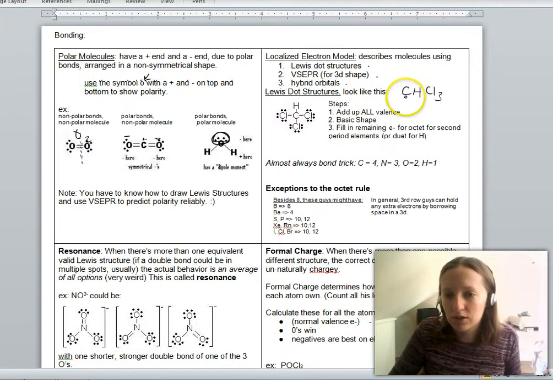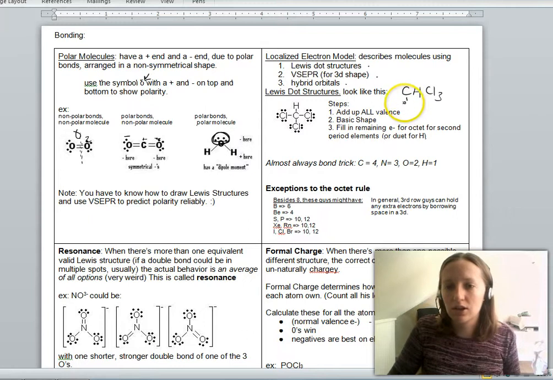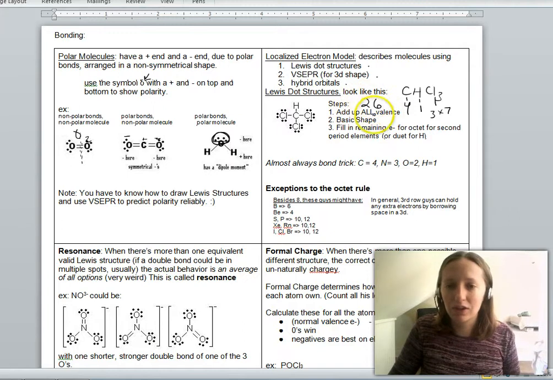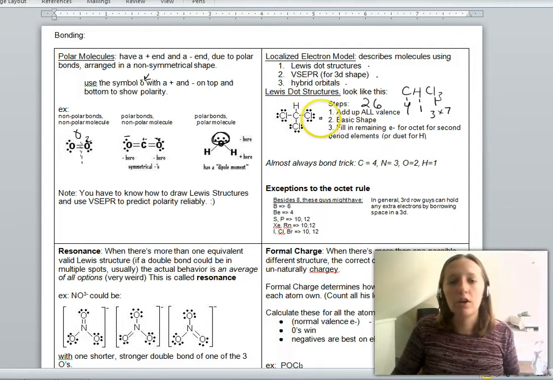So for valence, carbon has 4 valence electrons. Hydrogen has 1 valence electron, and chlorine, you've got 3 times 7. So 21 plus 1 is 22 plus 4 is 26. So we need to account for 26 valence electrons. They all need to be present in my Lewis dot structure picture, and if they're not, then I screwed it up.